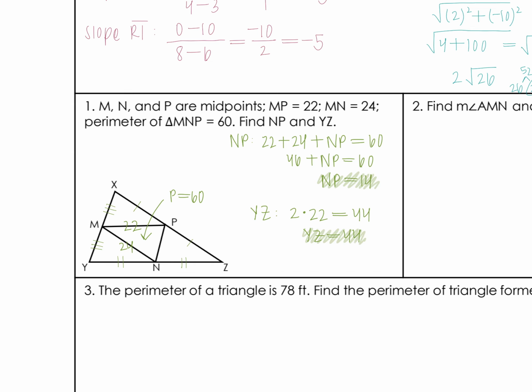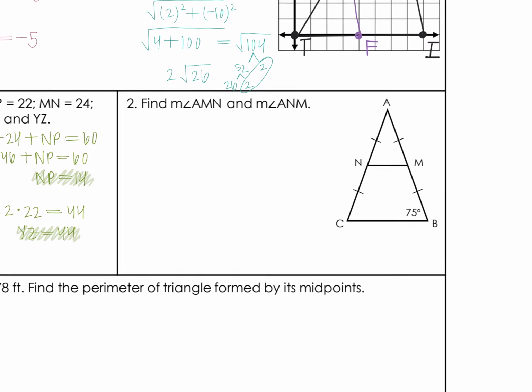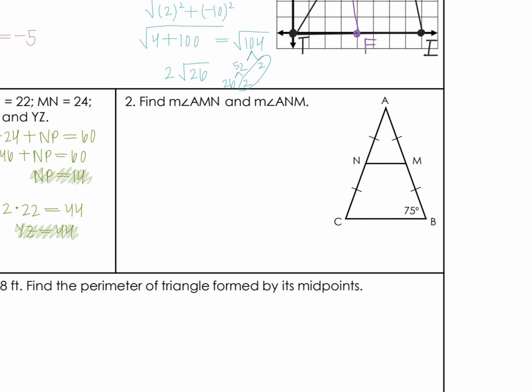Okay, so moving into number 2. In number 2, we're asked to find the measure of angle AMN. So I'm going to highlight that real quick. So AM, in this angle here. And the angle, I'm going to do this in a different color, ANM.